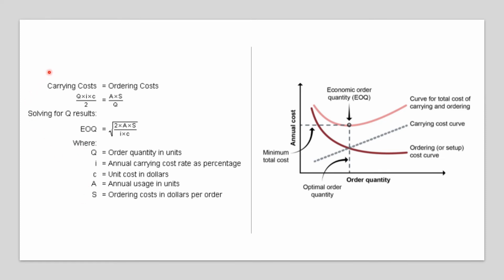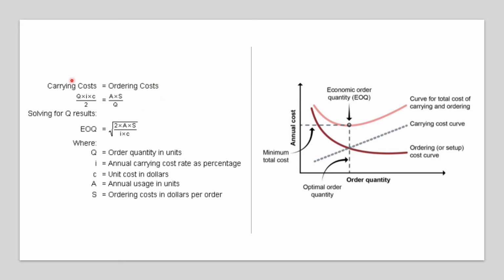Now let's jump into the equation. In order to calculate EOQ, we want to minimize the total carrying and ordering cost. So we simply equate the equations. So how is the ordering cost calculated? It simply is the annual usage in units, that is A, that is the 1,000 we had earlier, divided by the quantity we want to order. That will give us the number of orders. A divided by Q gives us the number of orders, and S is the ordering cost per order. And that is how we get the ordering cost.